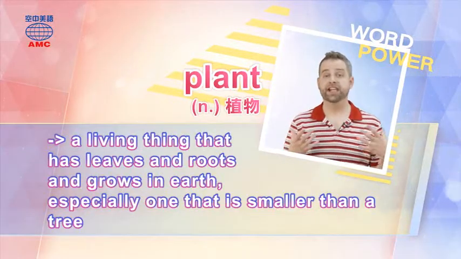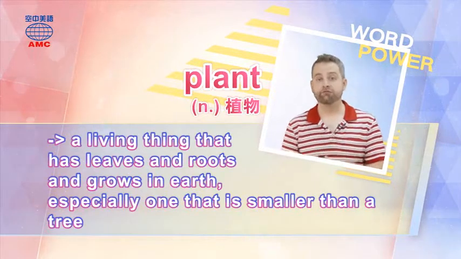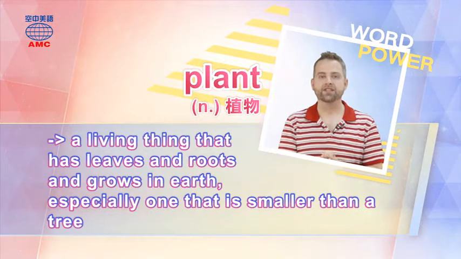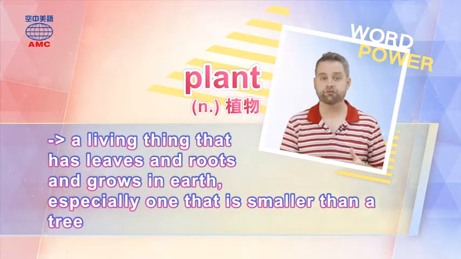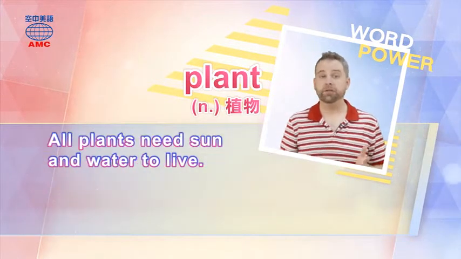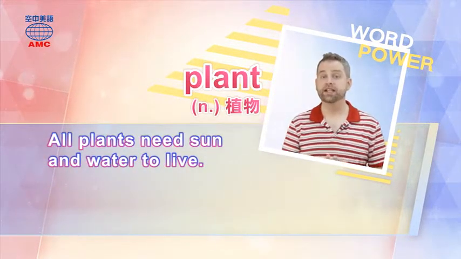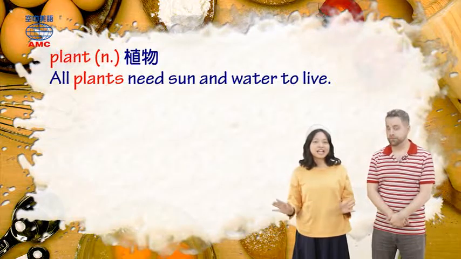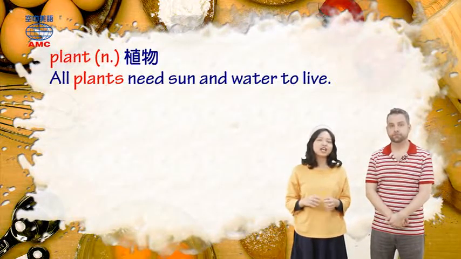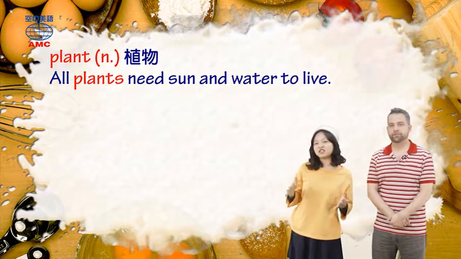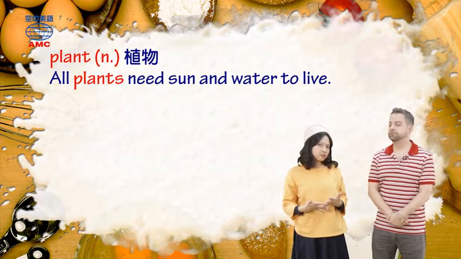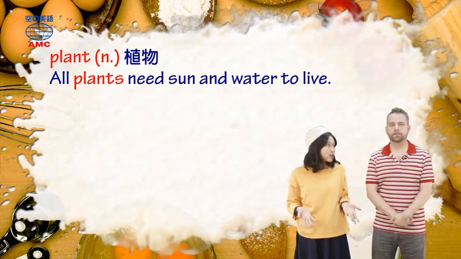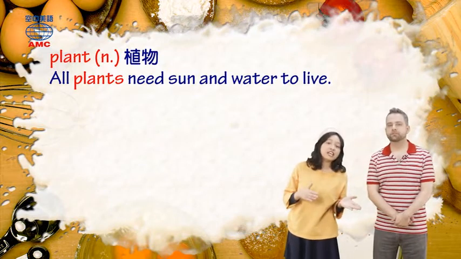A plant, of course, is a living thing that has leaves and roots and it grows in earth, in the ground. And we especially use this word plant for things that are smaller than a tree. Here's an example sentence. All plants need sun and water to live. All plants need sun and water to live. Plant 是一个可数名词，它是植物的意思，所以刚刚的例句说，所有的植物都需要阳光和水来维生。You know, some say plants can feel. 有些人说植物是有知觉的，like animals. So plants and animals are both living things.